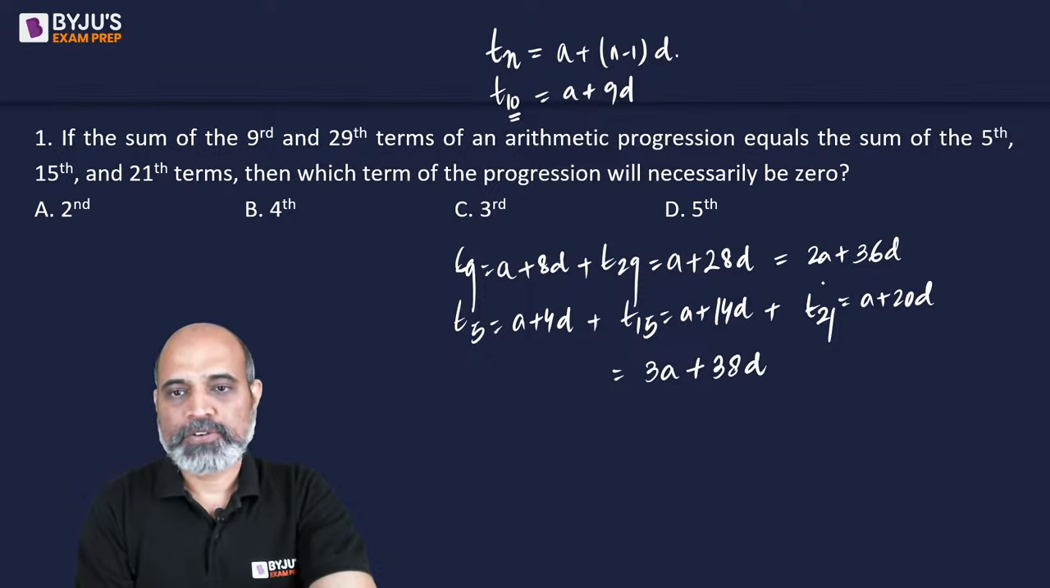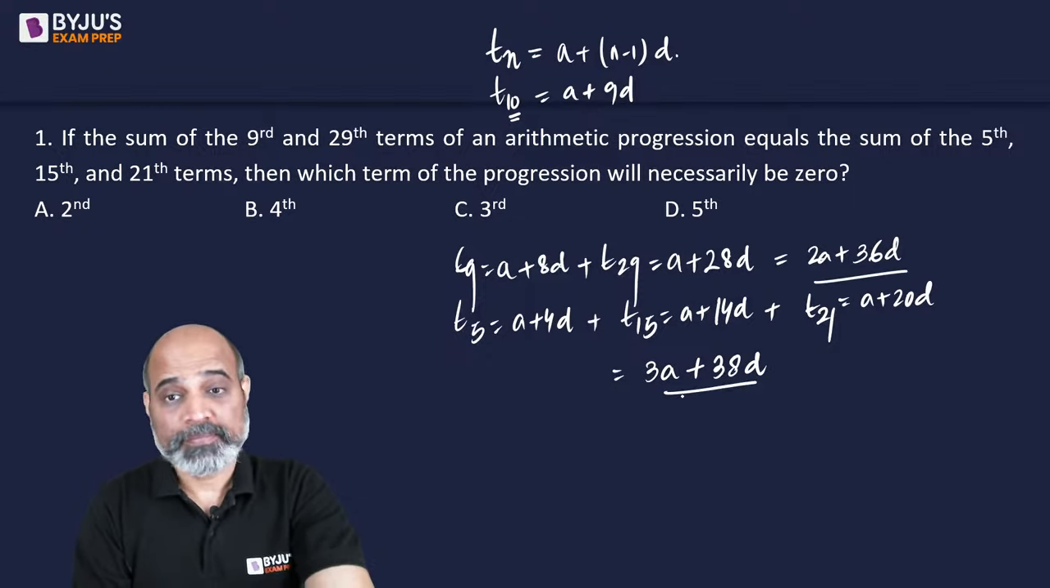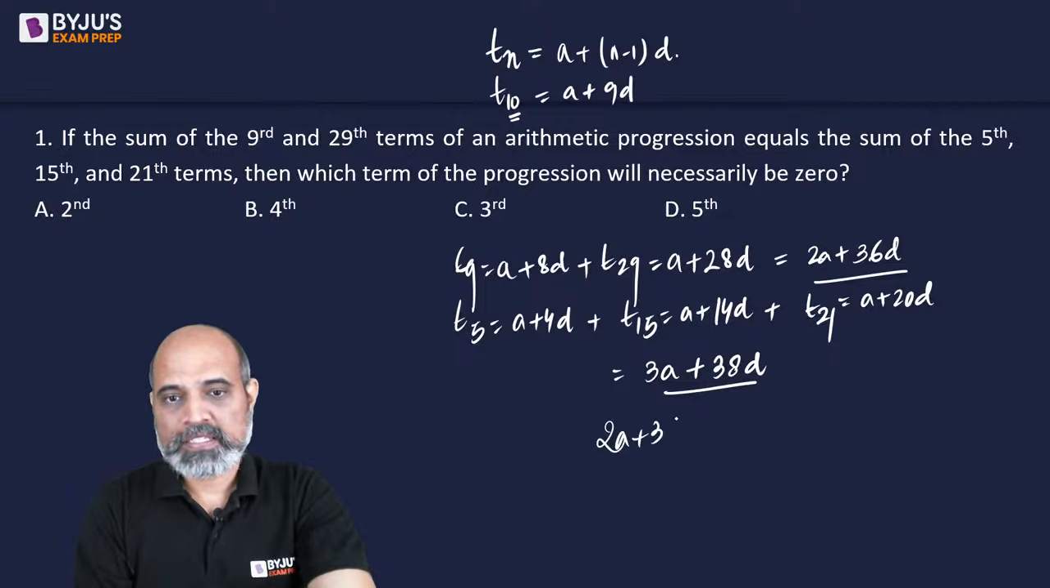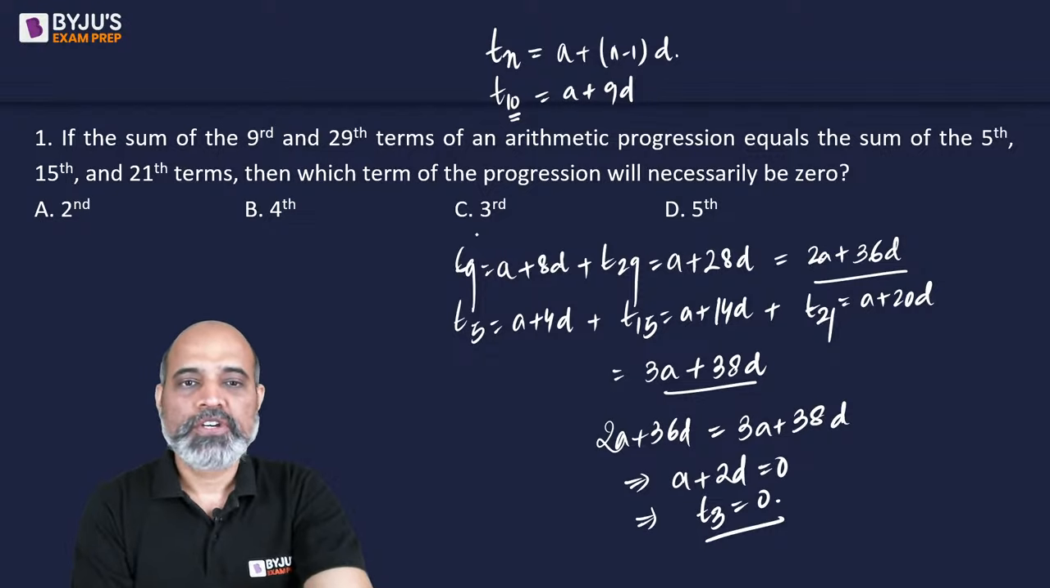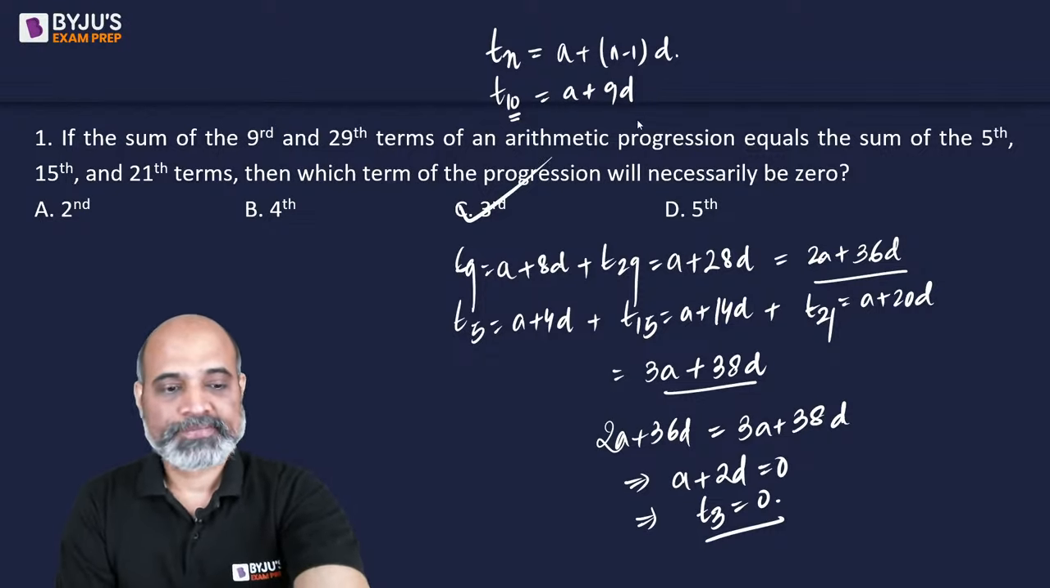Now, as per the question, it is given that they both are same, right? So 2a plus 36d is equal to 3a plus 38d. Or if we rearrange, we will get a plus 2d is equal to 0. Now a plus 2d is nothing but our third term. So our third term is going to be 0. So the answer is going to be option C, right?